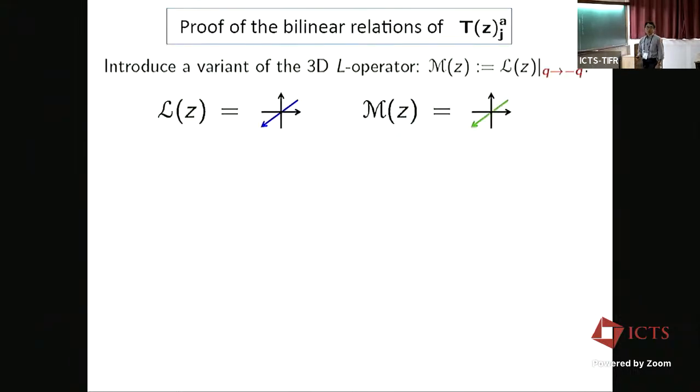And we are coming to the final ingredient of the talk. For the proof, we need to introduce one more 3D L operator, which is obtained from L by replacing Q by minus Q, and I denote it by M. Reflecting this replacement, I change the color from blue arrow to green arrow. So these black arrows are C2, and blue arrow and green arrows are Fock space.